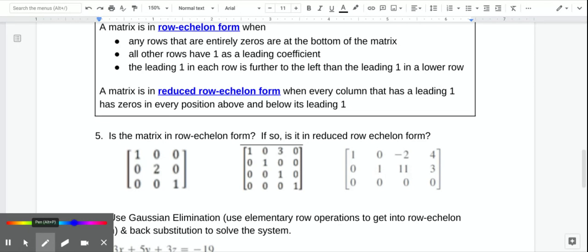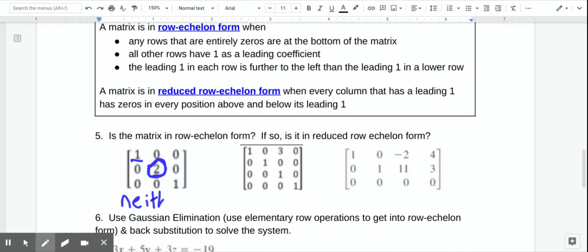Okay, so let's look at this first one. First requirement, any rows that are entirely 0 at the bottom. We don't have that, so ignore that. All other rows have 1 as a leading coefficient. So there's 1, that's the leading coefficient. This is the leading coefficient, and it is not 1. So this is not in row echelon form, so it's not going to be in reduced row echelon form.